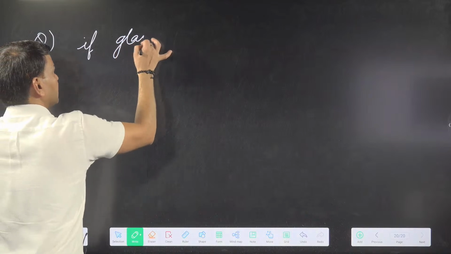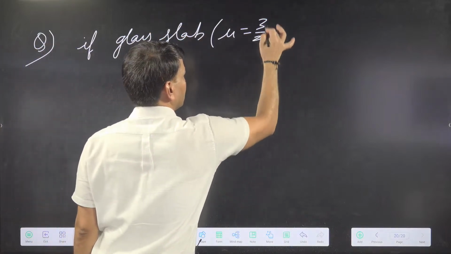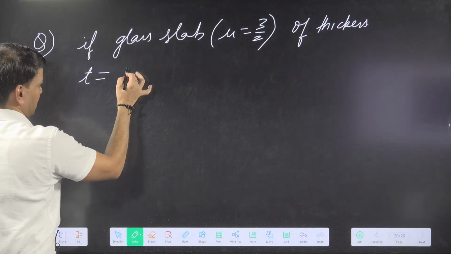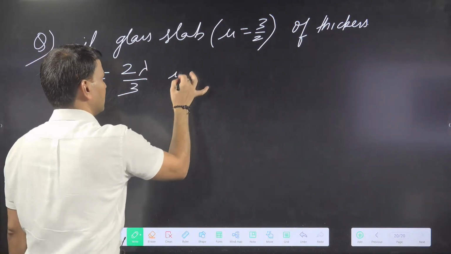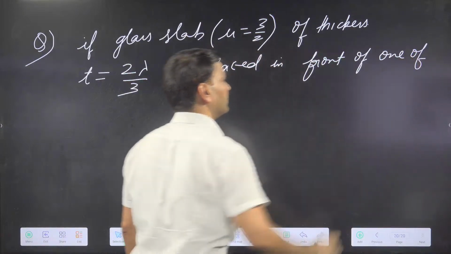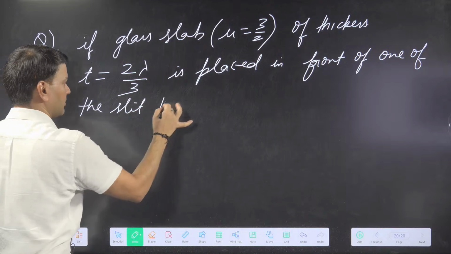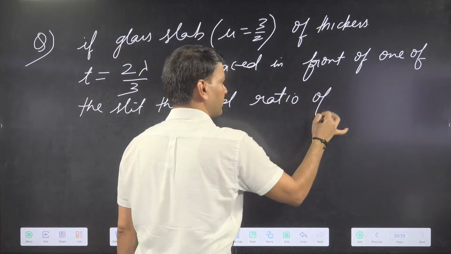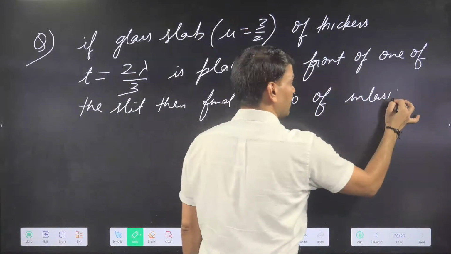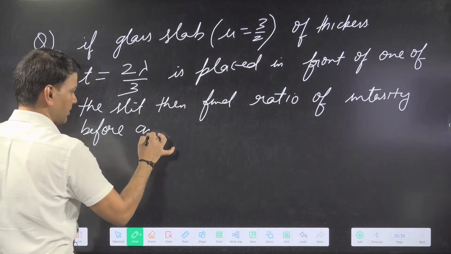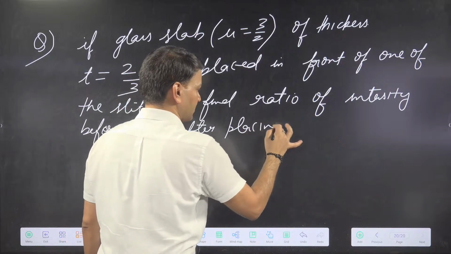Now one question we'll do on that. If a glass slab of mu is equal to 3 by 2 and thickness T is equal to 2 lambda by 3 is placed in front of one of the slits, then find the ratio of intensity before and after placing the slab.